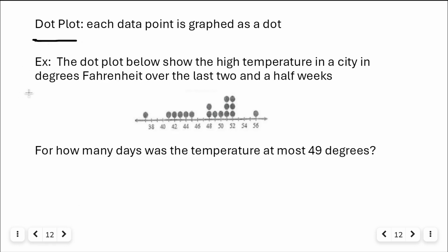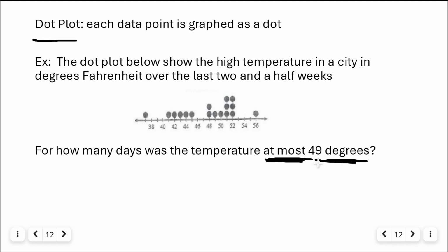Dot plots. Each data point is graphed as a dot. The dot plot below shows the high temperature in a city in degrees Fahrenheit over the last 2.5 weeks. For how many days was the temperature at most 49 degrees?